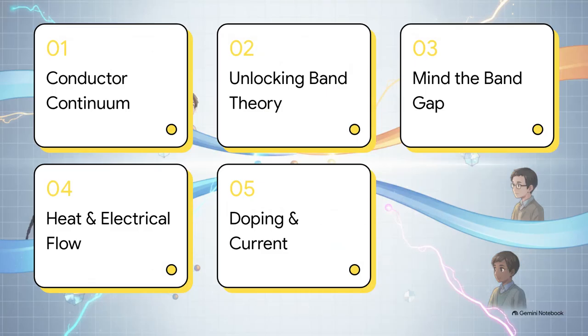Here's our roadmap for today's explainer. We'll cover 1. The conductor continuum. 2. Unlocking band theory. 3. Mind the band gap. 4. Heat and electrical flow. And finally, 5. Doping, controlling the current. Let's get right to it.